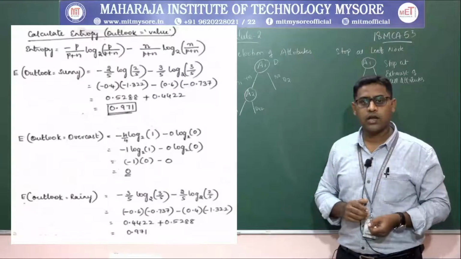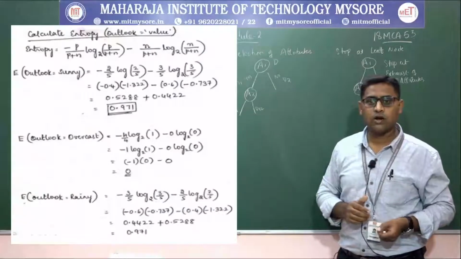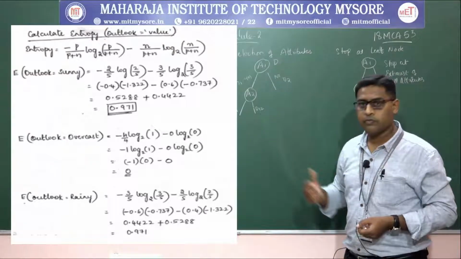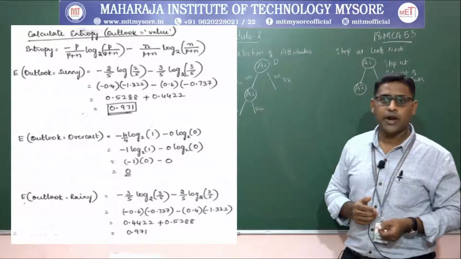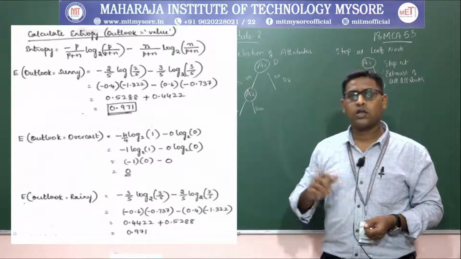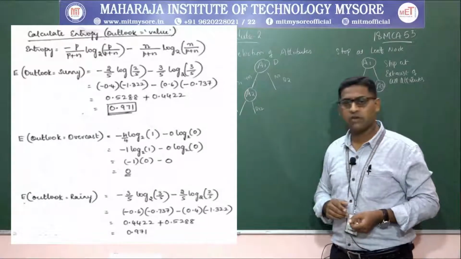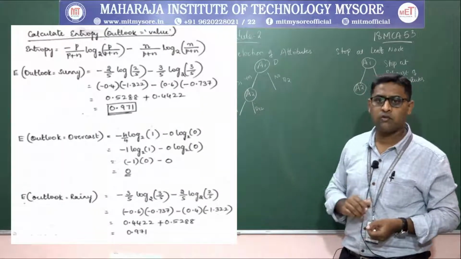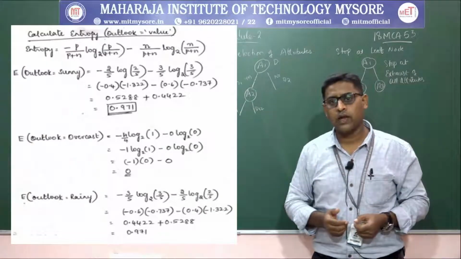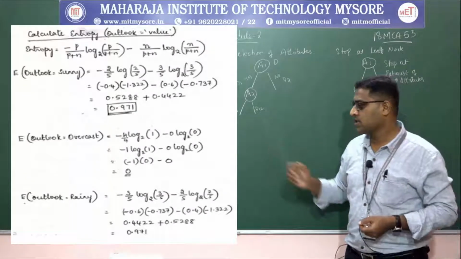Again, similarly, if you substitute the values for outlook rainy, you will end up with 0.971. So for outlook sunny you have 0.971, for overcast you have 0, and for rainy you have 0.971.